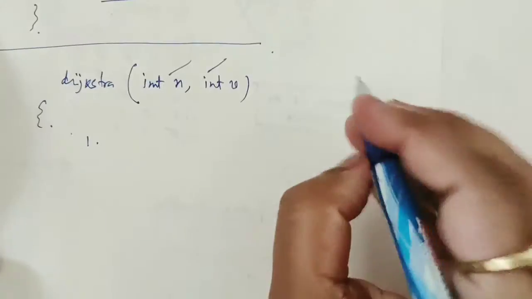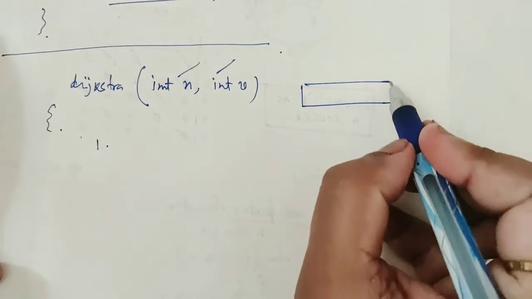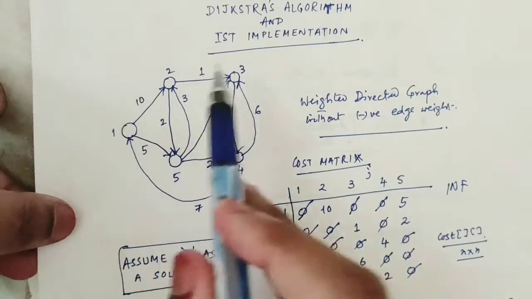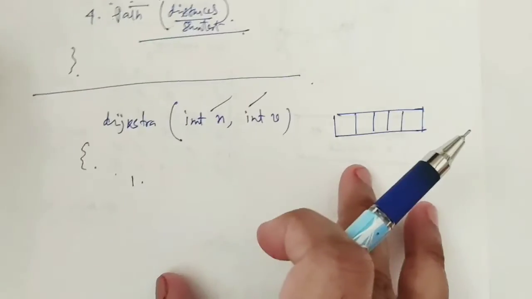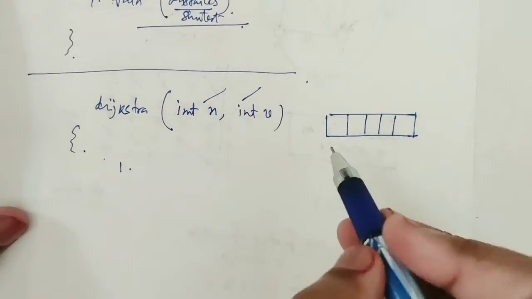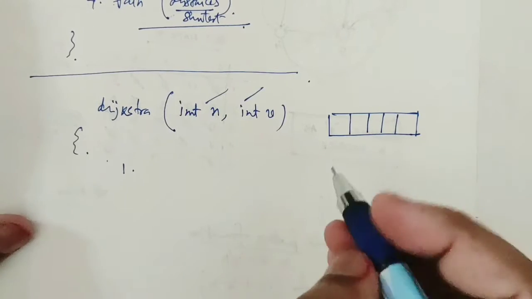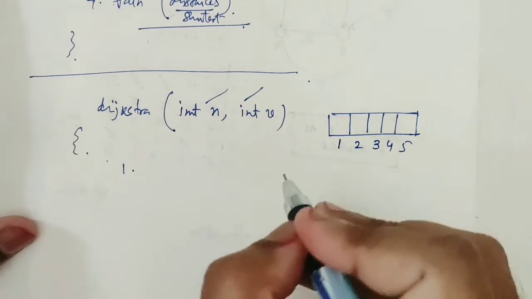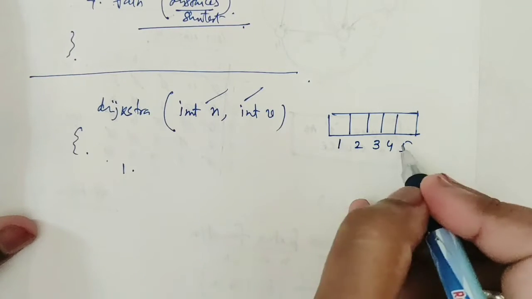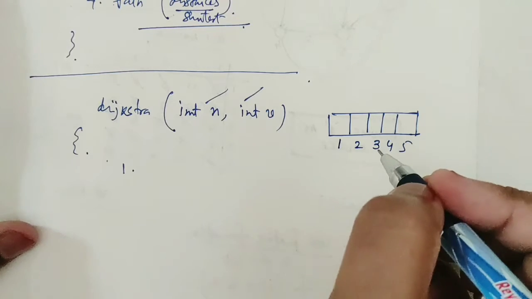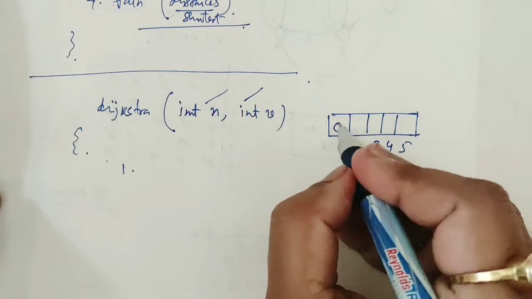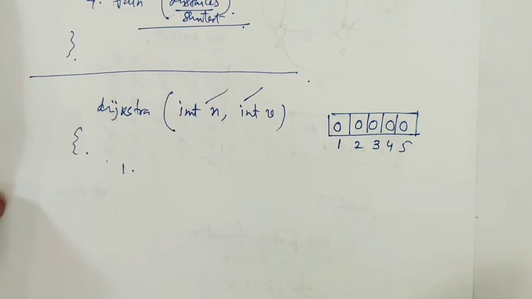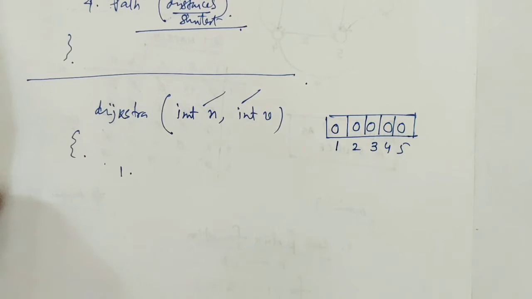Suppose this is the status array. Your graph consists of 5 vertices, as I told. If you go through the graph, it consists of 5 vertices. So your status array length will be 1 into 5, a single row with 5 columns. Basically it is a 1D array. If you start indexing from 1, index 1 means vertex number 1, index 2 means vertex number 2, and index 5 means vertex number 5. Initially all the status fields will be filled with 0, because you have not started the algorithm, so no vertices have been visited now.